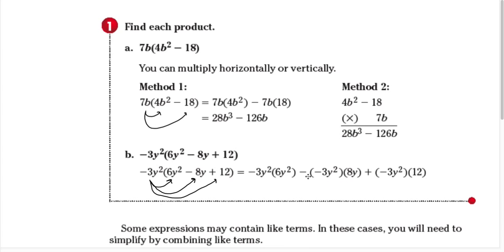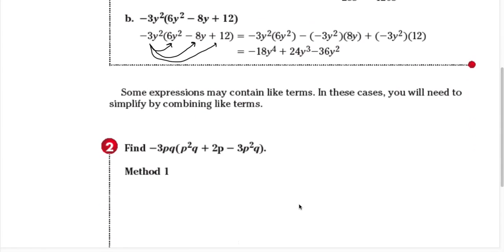See, the subtraction is still there, and negative 3y squared times 12. Okay, simplify that further, and you end up with negative 18y to the fourth, 24 plus 24y cubed minus 36y squared. Okay, again, it's in simplest form because there are no parentheses and there are no like terms.